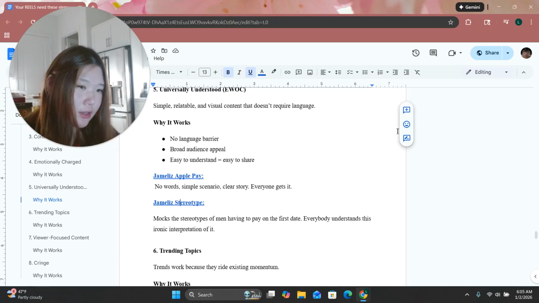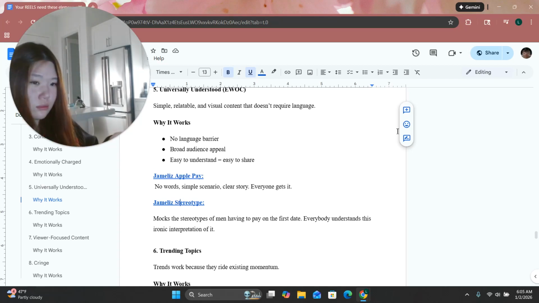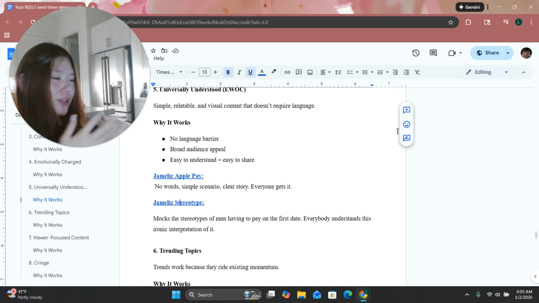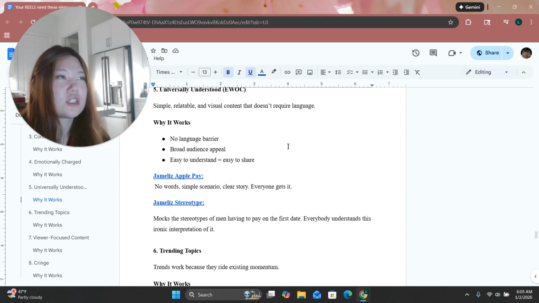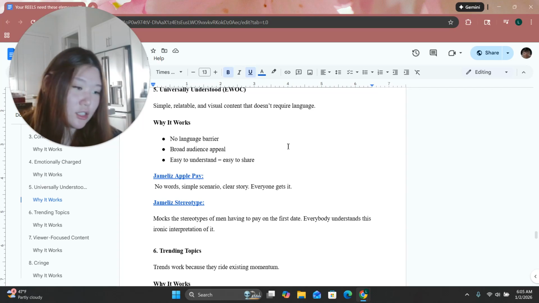Or another one I can think of is the guy that does this, just showing an easier solution to that. So it's easily understood, no language barrier. So no words, a simple scenario, really easily understood, a clear story, and everyone just gets it.